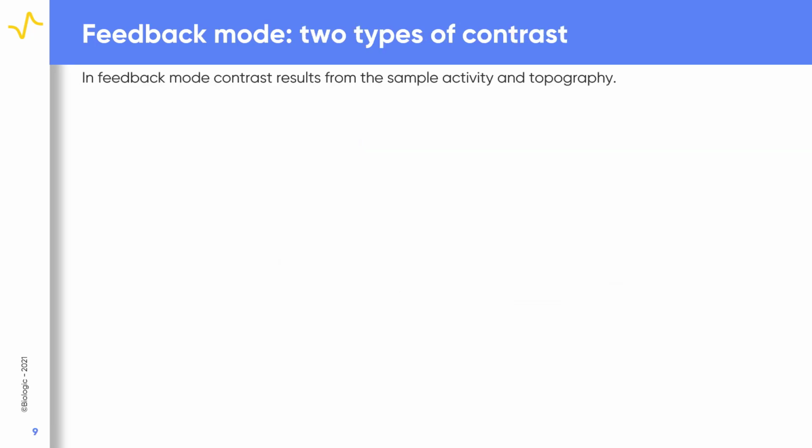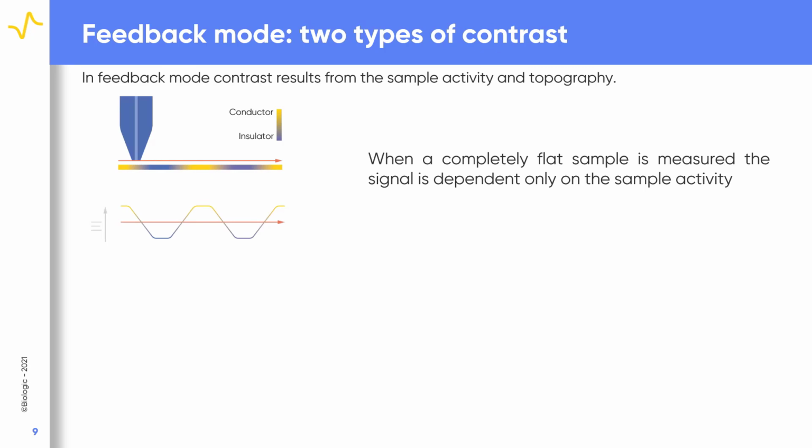What does all of this mean for a feedback mode experiment? The result is that in feedback mode there are two types of contrast: sample activity and sample topography. If we first consider a completely flat sample with varying activity, the measured signal will depend only on the activity. High currents would be from features with high activity, and low currents from features with low activity.